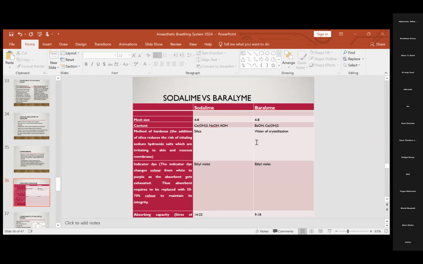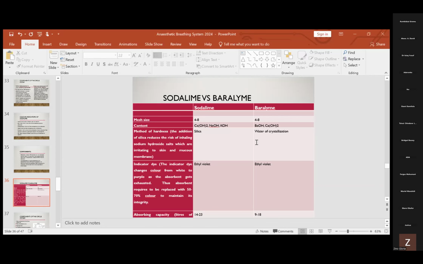Okay, so now this is just a table comparing both soda lime and baralyme. If you look at the capacity to absorb carbon dioxide, soda lime has the ability to absorb 14 to 23 liters of carbon dioxide, unlike baralyme that has a maximum capacity of 18 liters. They have the same indicator dye. The method of hardening, like I mentioned, is silica for soda lime, while it is water of crystallization for baralyme.